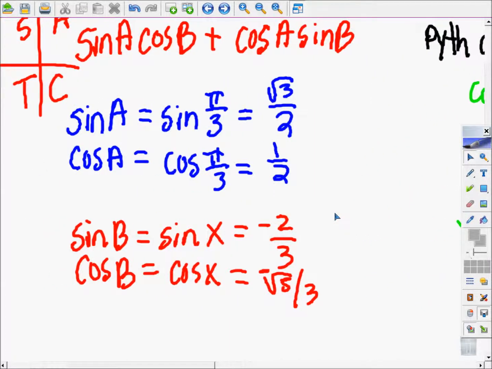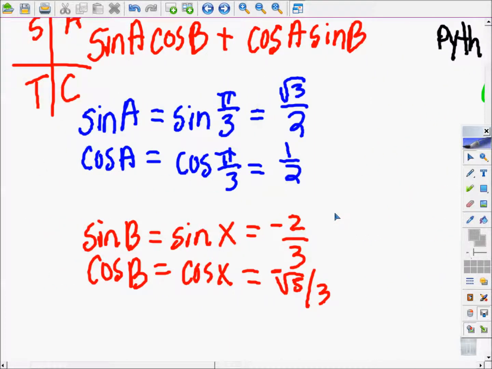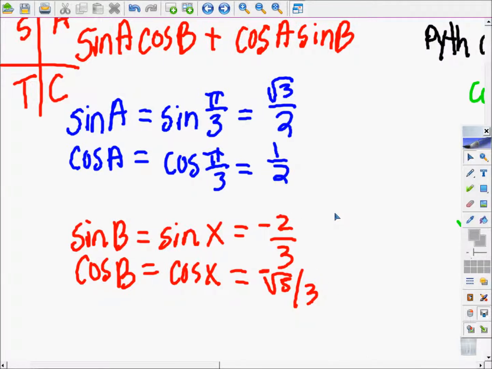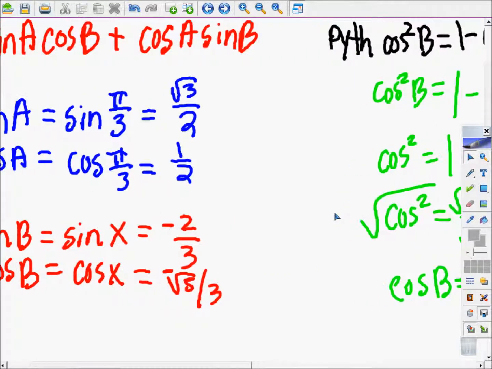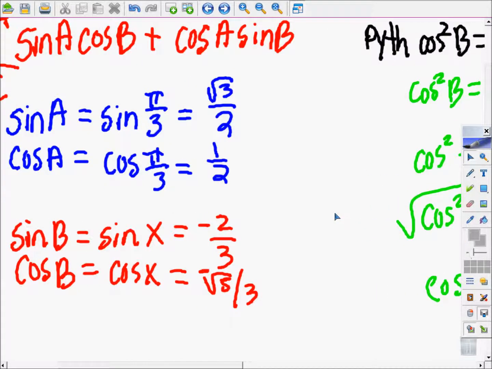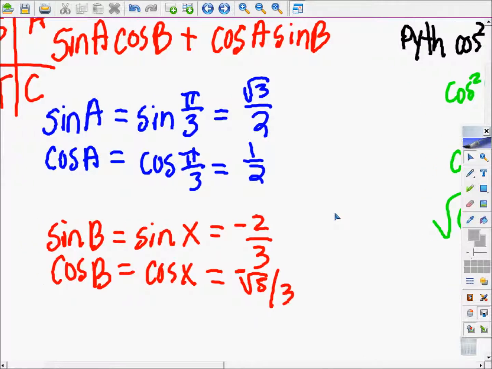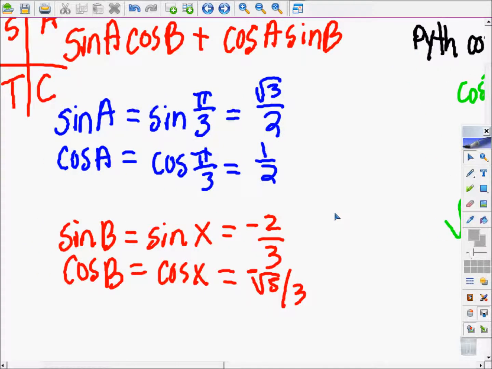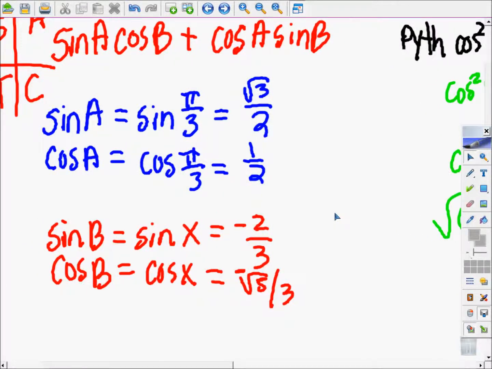We stopped at cosine of x equals negative square root of 5 over 3. We stopped right here, and then we put the Pythagorean cosine squared of x equals... I just moved the Pythagorean theorem over. Okay, so you couldn't have had this if you didn't do the green part. There's no way you would have this part.